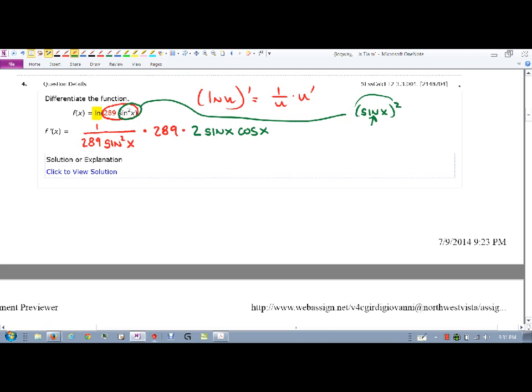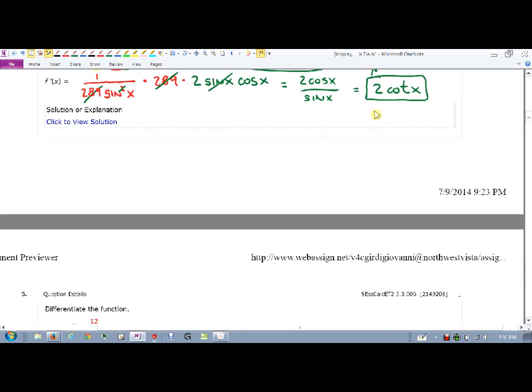So I can cancel some stuff here. I can cancel one of these sines. And all that leaves me with is a 2 on top and a cosine, 2 cosine x over just one sine x on the bottom. But cosine over sine is cotangent, so we should just get 2 cotangent x. All right, next.